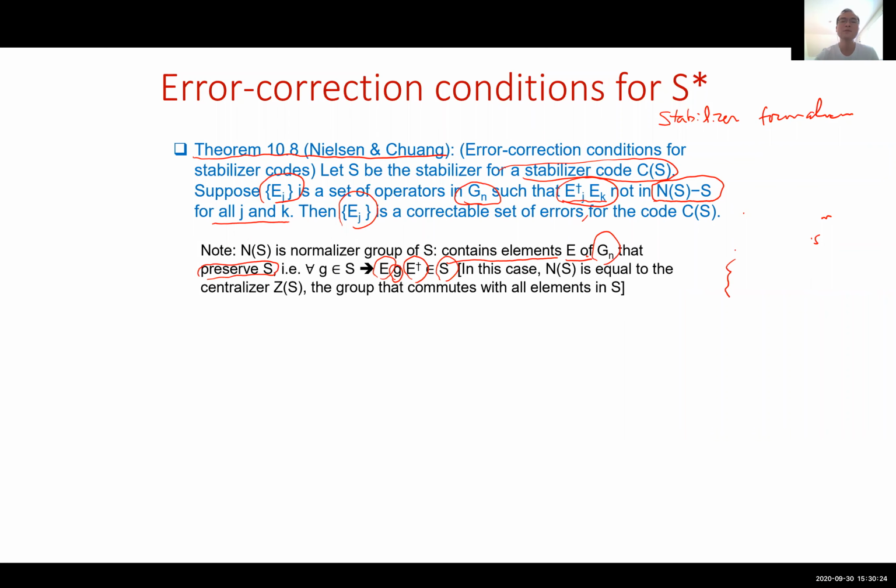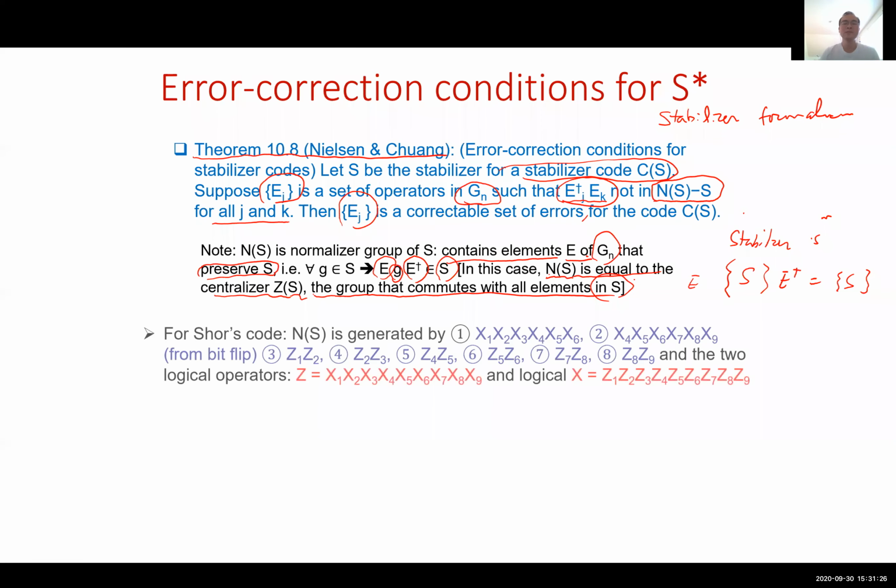So meaning that E acting on the stabilizer is still the stabilizer. But since all the Pauli group elements are commuting or anti-commuting, the so-called normalizer group is equal to the so-called centralizer group. I hate to introduce more definitions, but this is the group that commutes with all the elements. So basically, this condition says you want to find a group which commutes with all the elements in S.